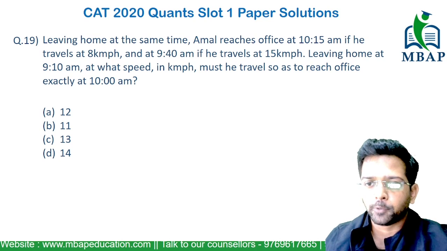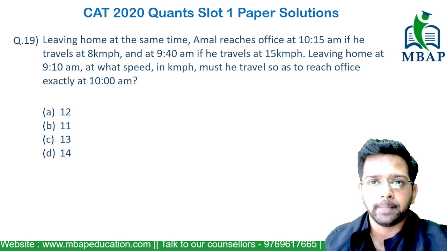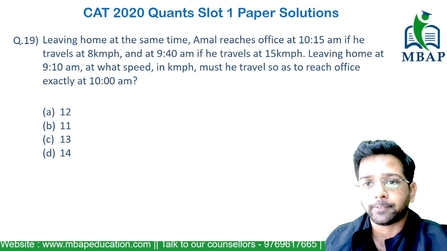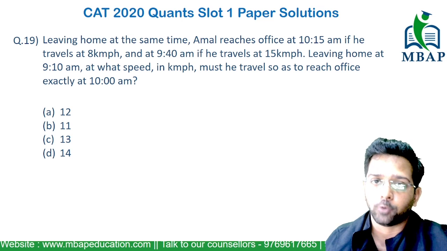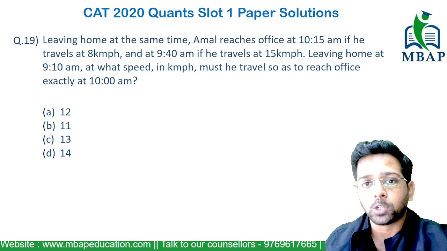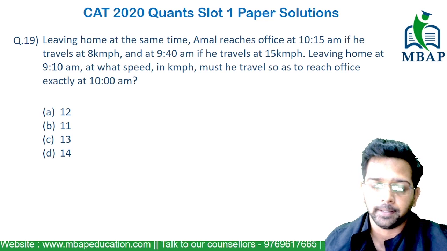Let's have a look at the next beautiful question on time, speed and distance. Read the question well. The question says, leaving home at the same time, Amal reaches office at 10:15 a.m. if he walks at 8 km/h. And if he walks at 15 km/h, he is reaching at 9:40. So obviously he's taking less time. Okay, he's roughly taking 35 minutes less. Leaving home at 10 a.m. At what speed should he travel to reach office exactly at 10 a.m.?